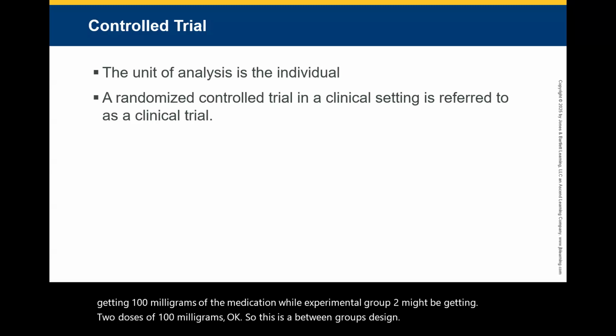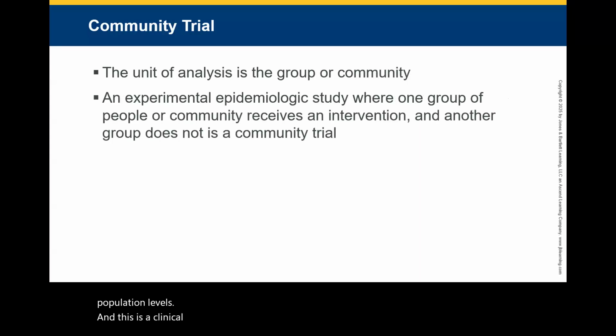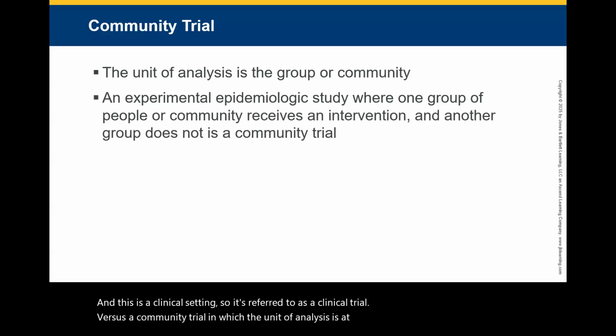The controlled trial, now remember, we're looking at individual levels. We're not talking about population levels. And this is in a clinical setting, so it's referred to as a clinical trial, versus a community trial in which the unit of analysis is at the group or community level.